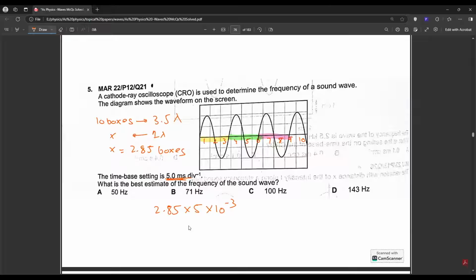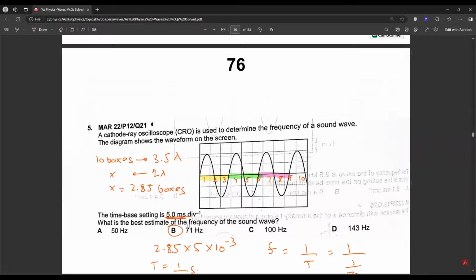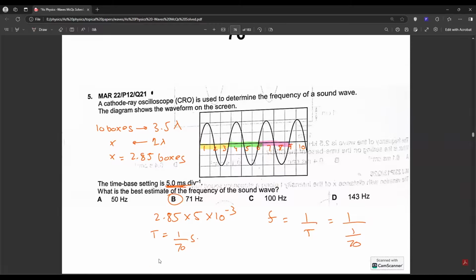Let's calculate that. This comes out to be the time period, which is about 1 over 70 seconds. Perfect. You have to calculate the frequency. What will you do? Frequency is 1 over time period, 1 over 1 over 70. 71 hertz is your answer. 76 answer should be B, and B it is. Let's further move ahead.